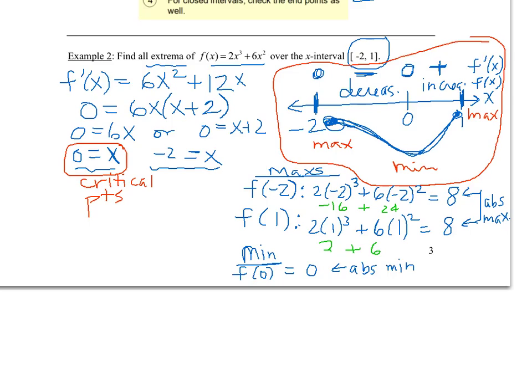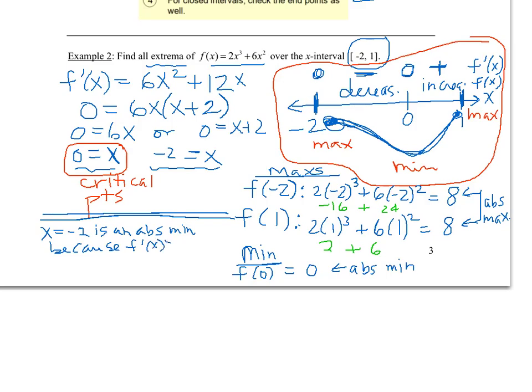Okay, now I'm going to show you the justification that you would require here, and I'm going to see if I can squeeze it in over here. You would say that x equals -2 is an absolute min because f prime of x is less than 0 for x greater than -2. And x equals 1 is an absolute min.